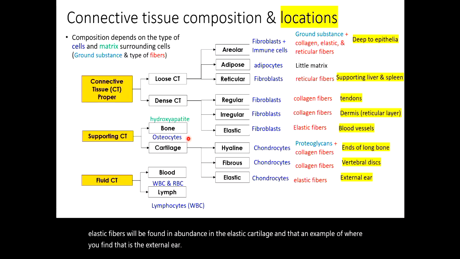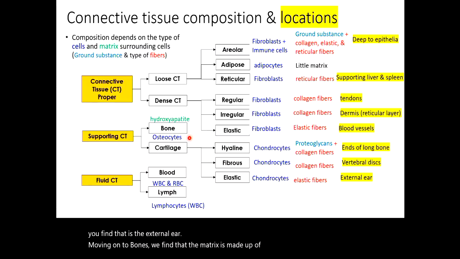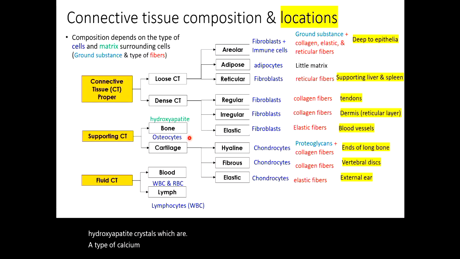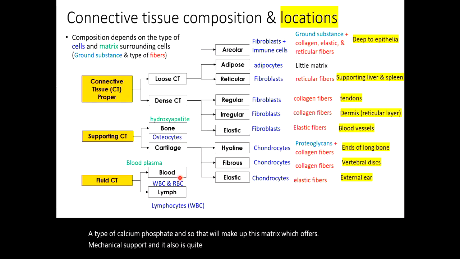Moving on to bones, we find that the matrix is made up of both collagen fibers along with this hydroxyapatite crystals, which are a type of calcium phosphate, and so that will make up this matrix which offers mechanical support, and it also is quite strong. In terms of the blood, you'll have blood plasma, which forms the fluid matrix, and lymph is the filtrate of this blood plasma, and that will be the matrix which surrounds the lymphocytes in the lymph.